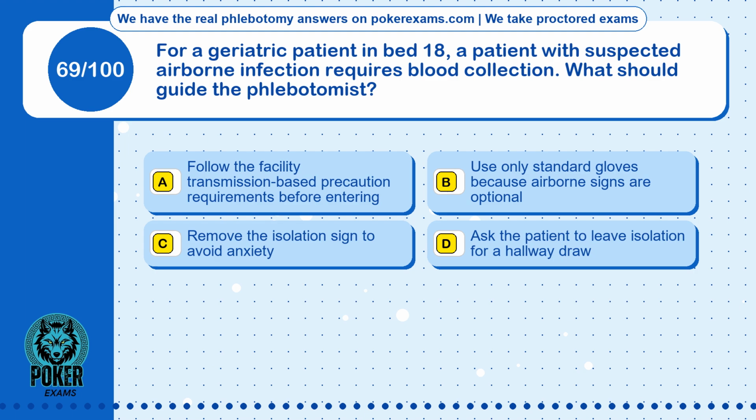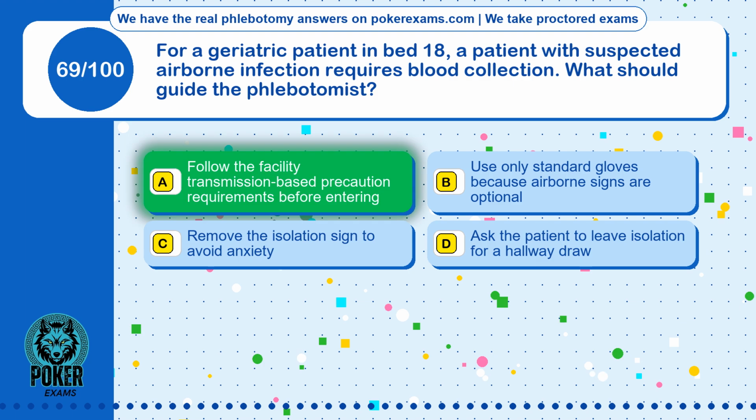Question 69. For a geriatric patient in bed 18, a patient with suspected airborne infection requires blood collection. What should guide the phlebotomist? Option A. Follow the facility transmission-based precaution requirements before entering. Option B. Use only standard gloves because airborne signs are optional. Option C. Remove the isolation sign to avoid anxiety. Option D. Ask the patient to leave isolation for a hallway draw.